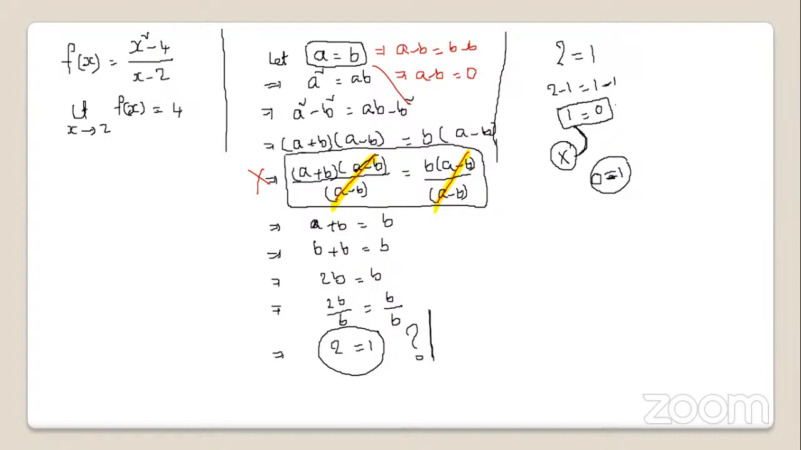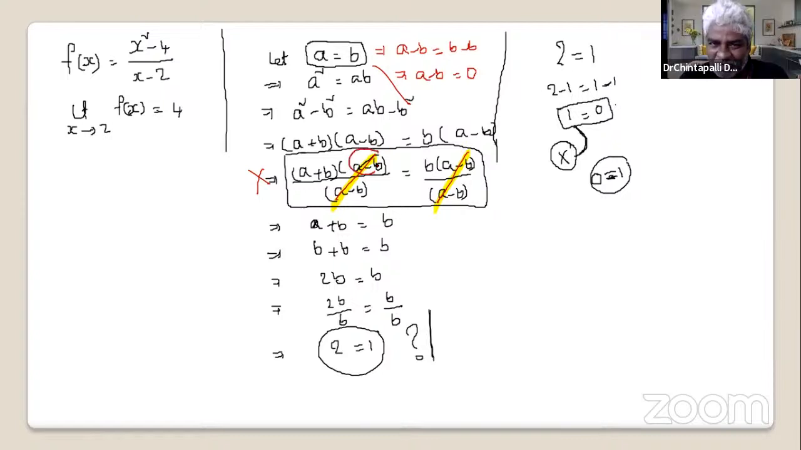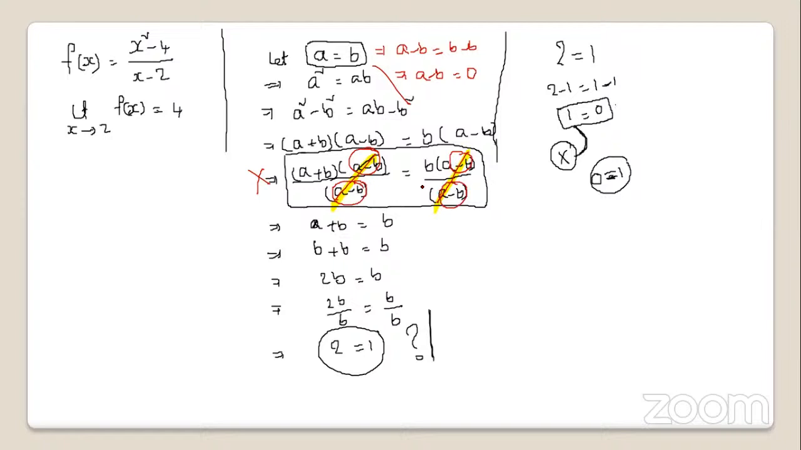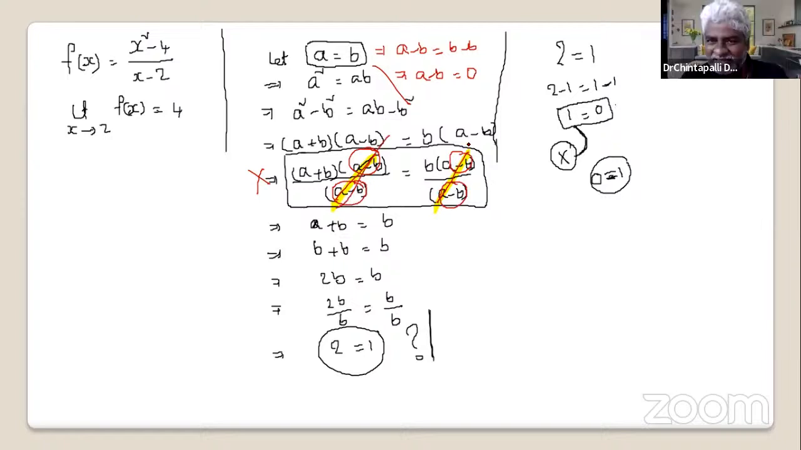That means it is 0. A minus B is 0. A minus B is 0. What did we do there? We cancelled 0 on both sides.